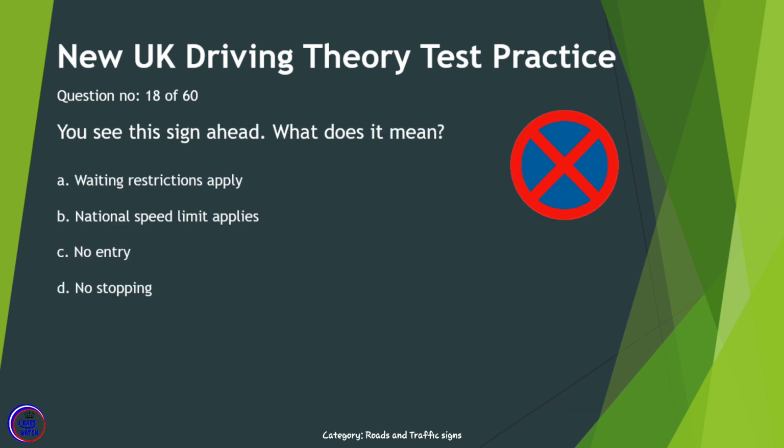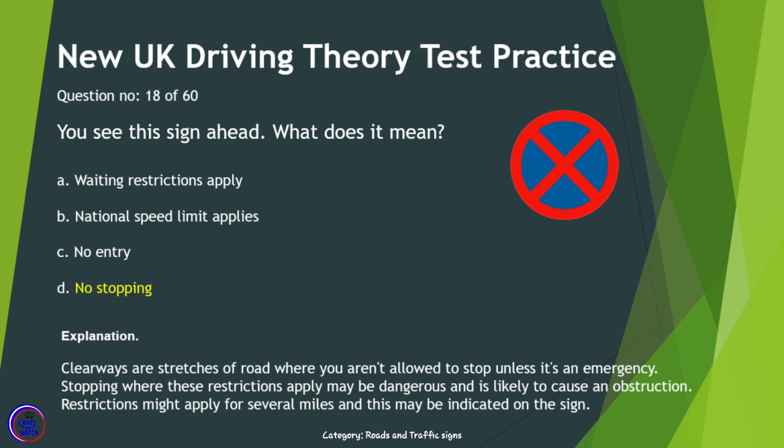Question 18 of 60. You see this sign ahead. What does it mean? A. Waiting restrictions apply. B. National speed limit applies. C. No entry. D. No stopping. The correct answer is D. No stopping. Explanation. Clearways are stretches of road where you aren't allowed to stop unless it's an emergency. Stopping where these restrictions apply may be dangerous and is likely to cause an obstruction. Restrictions might apply for several miles and this may be indicated on the sign.